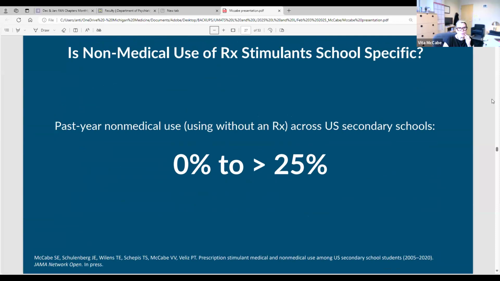This study looked at school-specific data, and it was the first study to provide detailed national-level estimates of past year non-medical use at the school level among U.S. secondary school students, so middle school and high school. It's a huge range, and the wide variation that we found indicates that schools need to assess their own student bodies rather than relying on regional, state, or national data. And the variability was really incredibly zip code specific. Next slide.